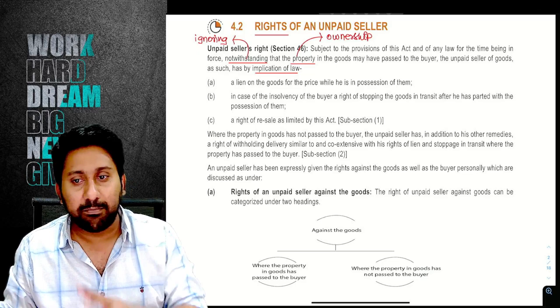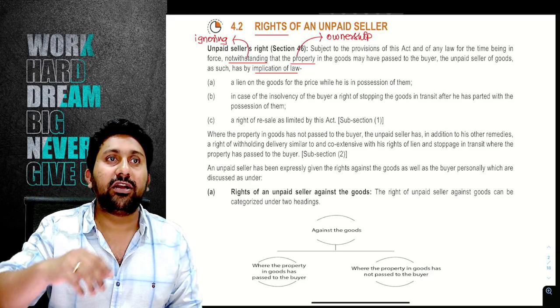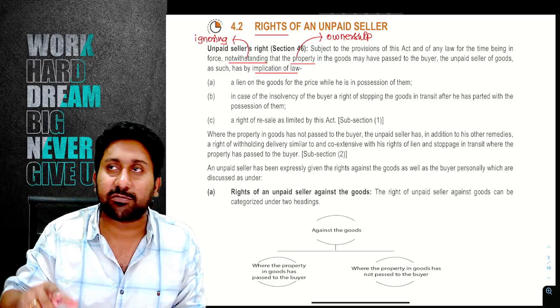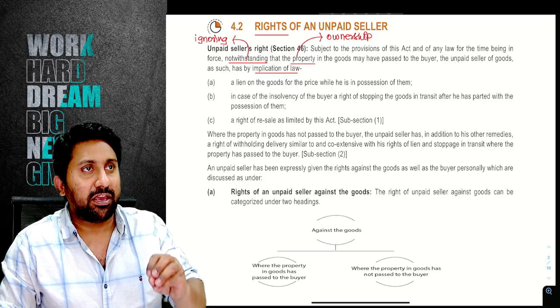So possession is transferred. You can't do anything with the goods. What we can do in case a delivery is made, we will discuss separately. The first point I want to convey is that we have given him the title or ownership, we have transferred it to him. Goods are not yet delivered.